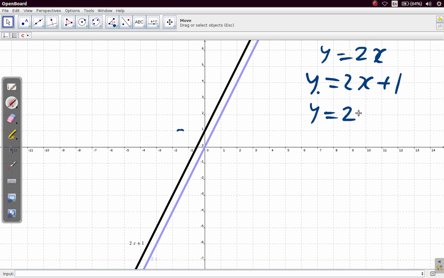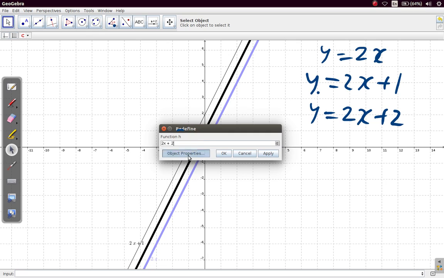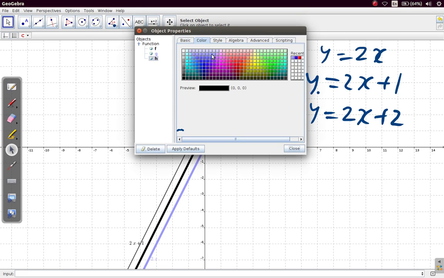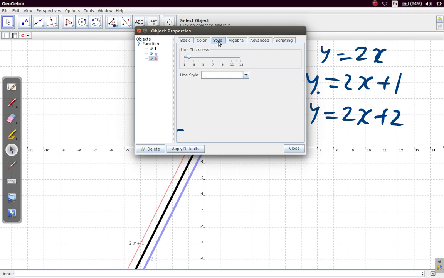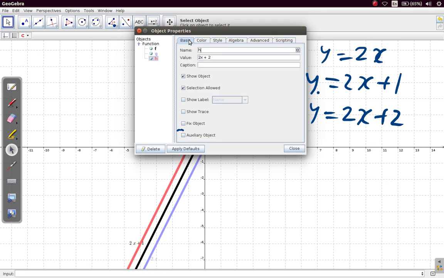What about y is equal to 2x plus 2? What would that look like? Let's see. I want to plot the line y is equal to 2x plus 2. So that's our line. Y is equal to 2x plus 2. Make it a different color and thicken it, and I want to show the label.